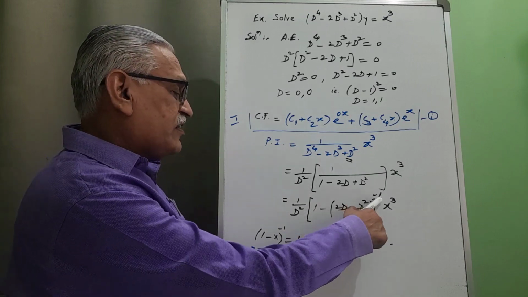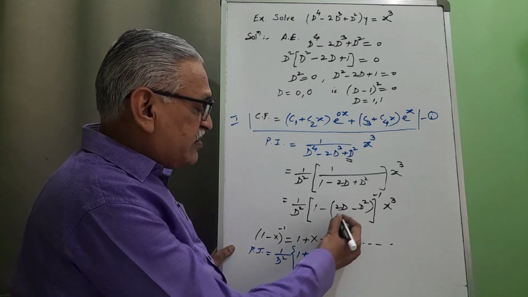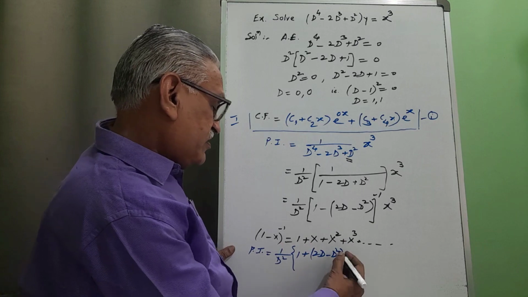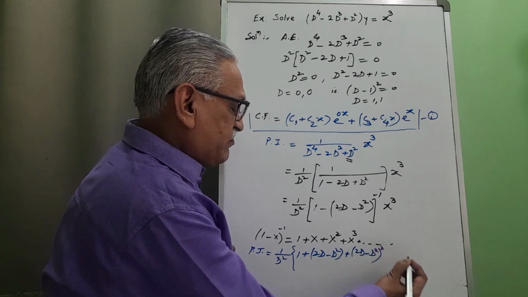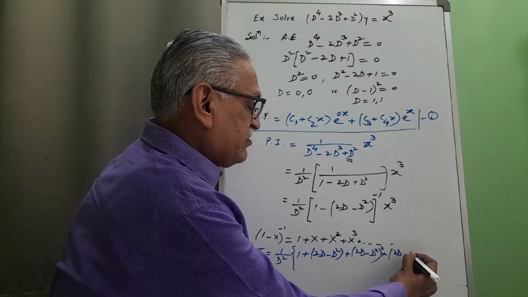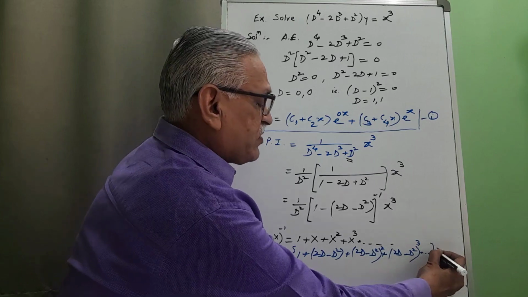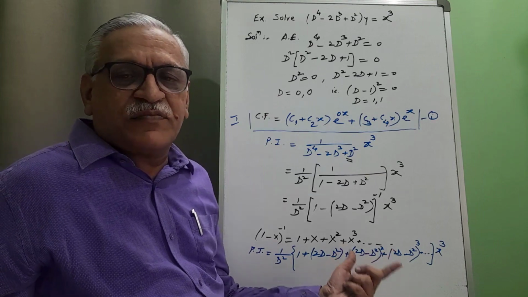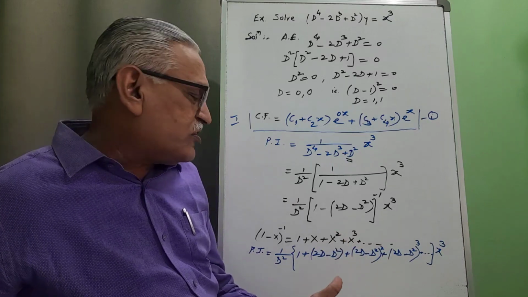(1 - X)^(-1): the first term is 1. Then plus X, where X is here 2D - D^2. Then the square of it, therefore plus (2D - D^2)^2. Next one is the cube of that, therefore plus (2D - D^2)^3 and so on, which we have to operate on x^3. Then expanding each and every term and considering the terms up to D^3 only, neglecting D^4 and higher order terms.